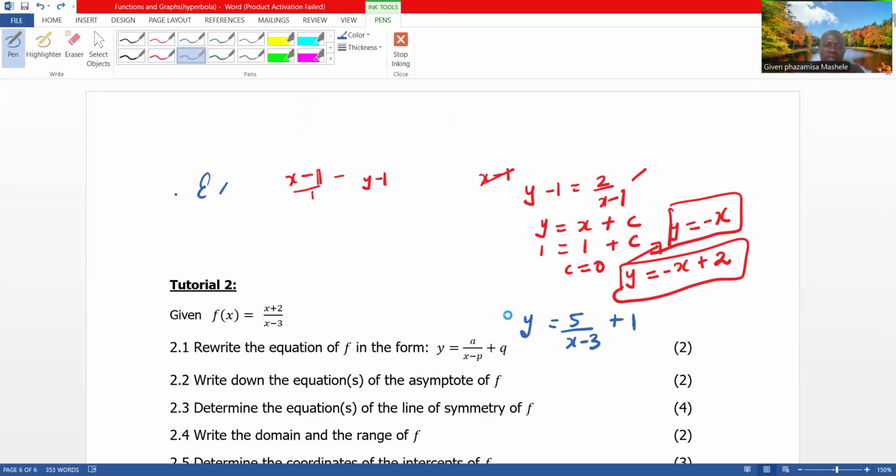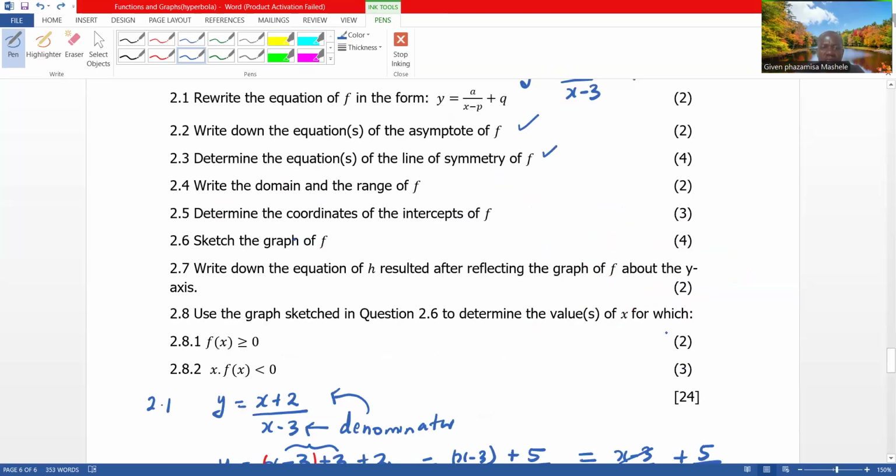Then the asymptote, you can get the line of symmetry, then the range and domain. You can answer this on your own.